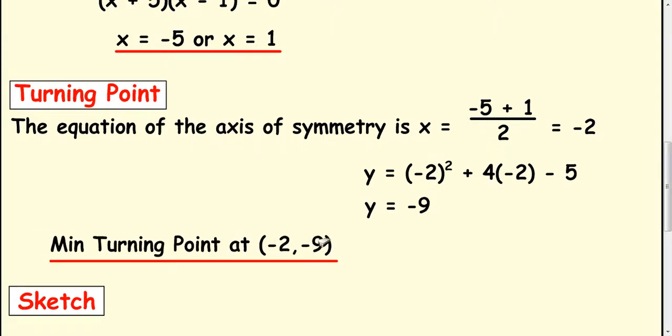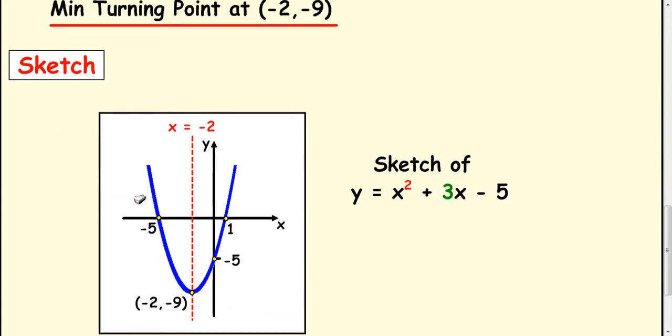And then we can sketch it. So you show your roots at negative 5 and 1, your y-intercept at 0, minus 5, your axis of symmetry at minus 2, and your turning point at negative 2, negative 9.